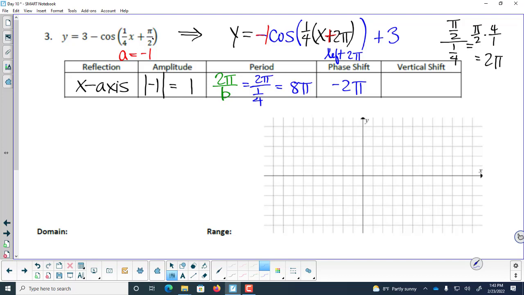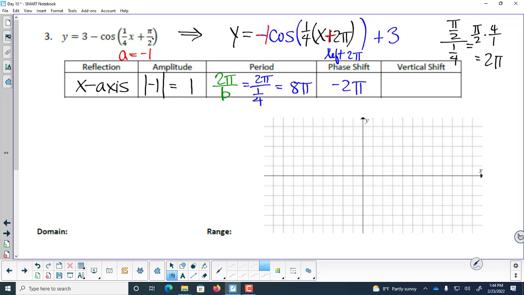Remember, you're taking that first cycle of cosine. Here's the first cycle of cosine. Remember, it starts at 0. I am moving this point to the left 2 pi. So that means it starts here. This is the new beginning. If you're moving it to the left, whatever, you went from 0, that distance to the left.